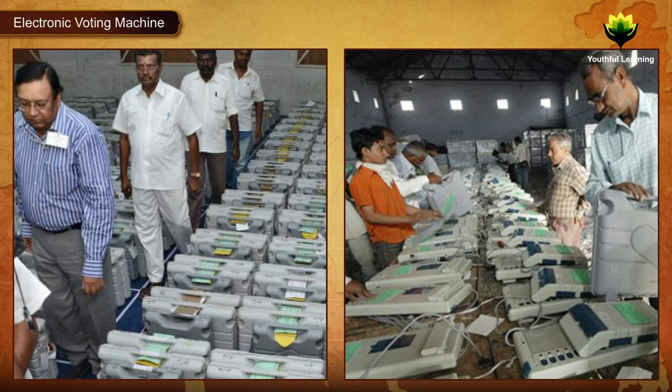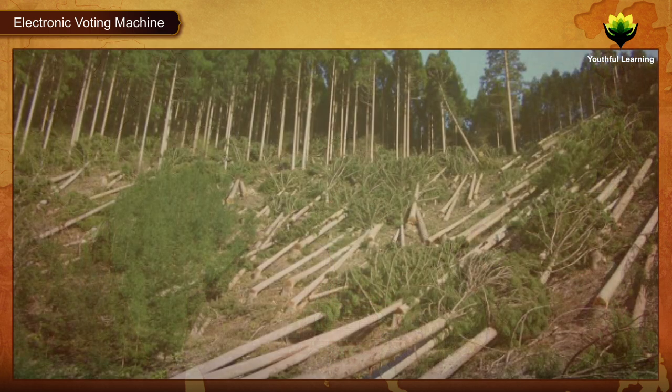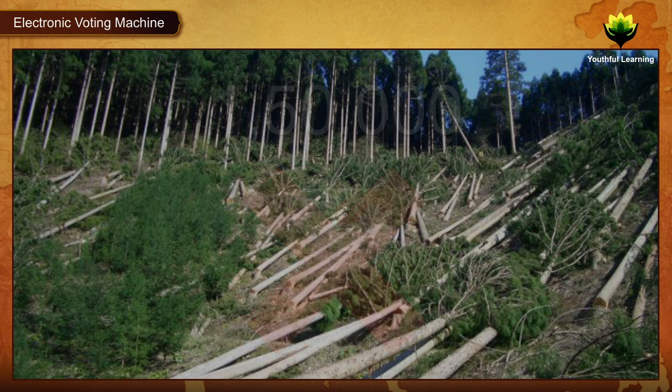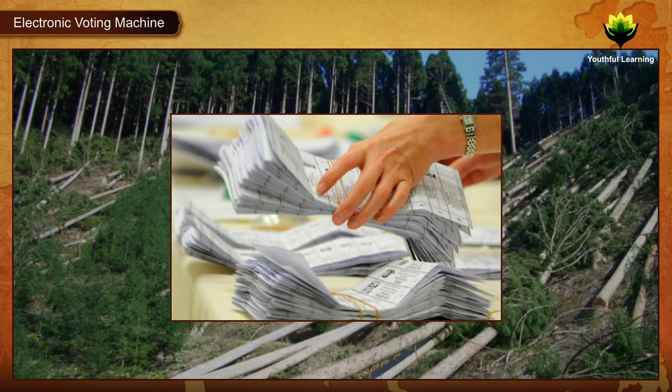EVMs are environment friendly. Their use prevents the cutting of around 150,000 trees needed to produce thousands of tons of paper for printing ballot papers.